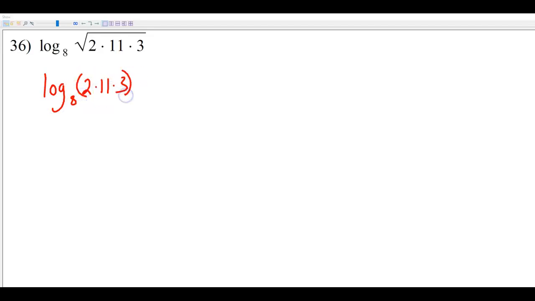A square root, you could think of that as a 2 here and a first power here, and so that's a 1/2 power. The next thing we're going to want to do is distribute that half power to each number inside of here.